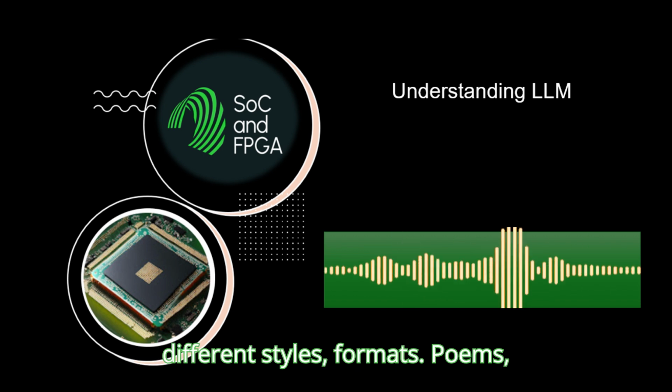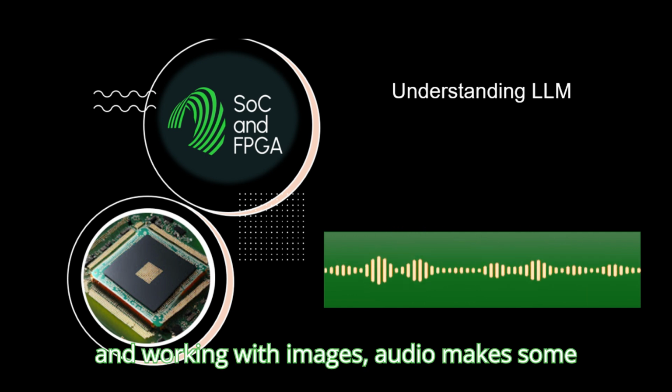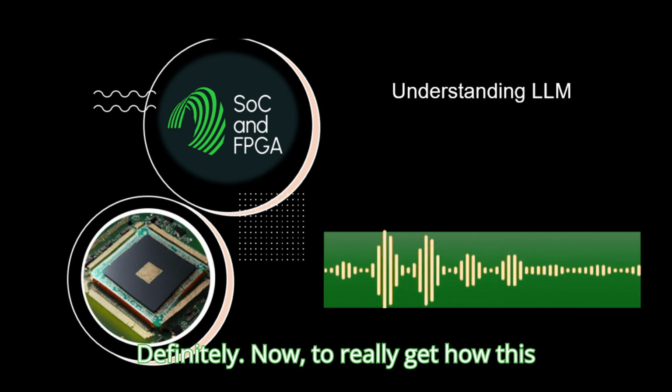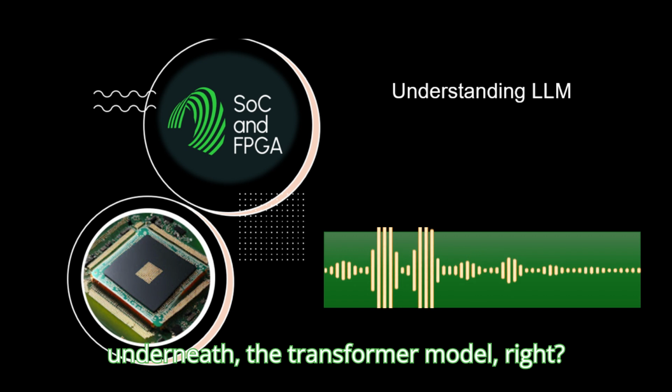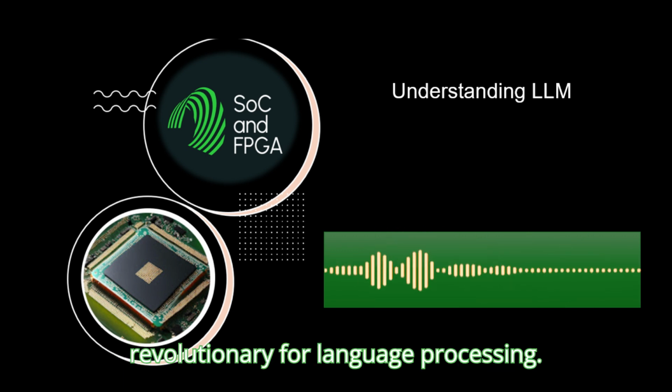Producing outputs in different styles and formats, poems, emails, reports, even spoken language, and working with images and audio makes them even more powerful communication tools. Definitely. Now, to really get how this works, we need to talk about the engine underneath, the transformer model. Right, the big breakthrough tech. It really was revolutionary for language processing.